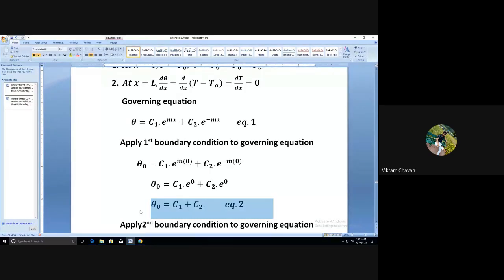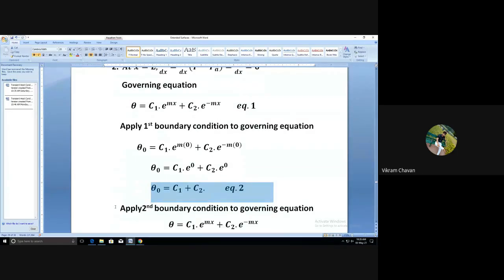The exponent factor will become 0, so e raised to 0 will be there. So we'll get the equation theta naught is equal to c1 multiplied by e raised to 0 plus c2 multiplied by e raised to 0. And e raised to 0 value is 1. So we will get theta naught is equal to c1 plus c2. That will be equation number 2.